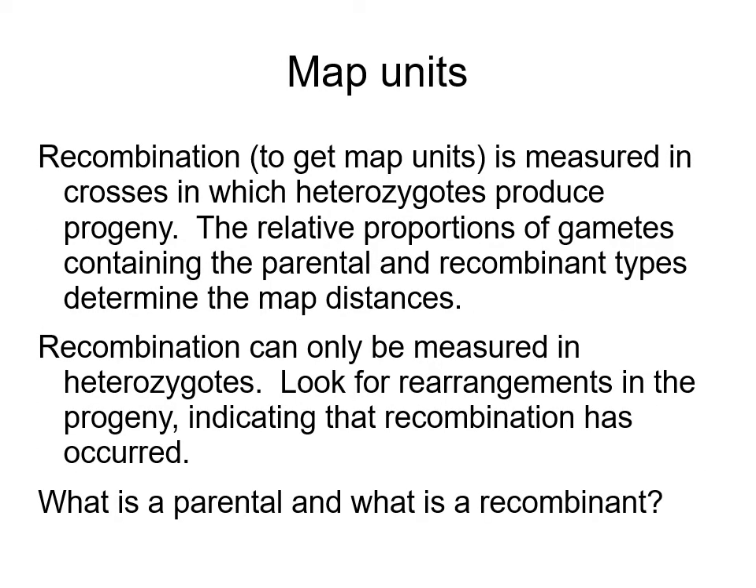Okay, so in terms of recombination, which we'll spend most time on, you're going to be doing crosses in which heterozygotes are producing progeny, and the relative proportion of gametes containing the parental and recombinant types will determine the map distances. Now, if you think about it, you can only measure recombination in heterozygotes because you need to have phenotypes that you can score. And so we're going to look for rearrangements in the progeny, indicating that recombination has occurred. So first we have to talk about some vocabulary. What is a parental and what is a recombinant in a genetic cross?